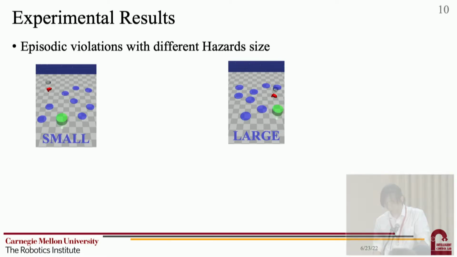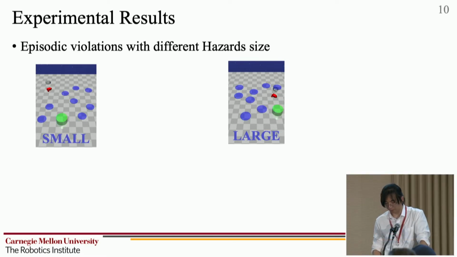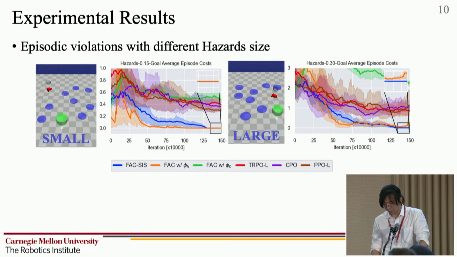We compare the episodic constraint violations on tasks with different hazard sizes. The training result shows our proposed algorithm guarantees safety and zero constraint violation on both sizes of hazards, while the empirical safety certificates only work on the smaller hazards. For the environment with larger hazards, there still exists constraint violation even after convergence. As for other baseline algorithms, they all have difficulties achieving zero constraint violation on either environment. The results show that we actually learned the feasible safety certificate and solid safe control policies.